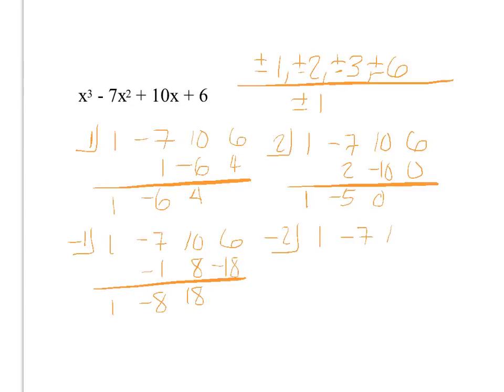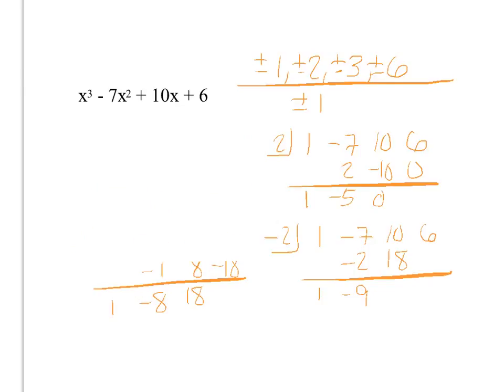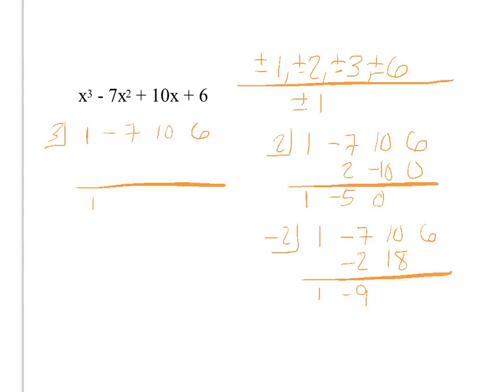So sometimes it's going to take more than just 1 or 2 tries. We get negative 2, that gives me negative 9. That would be a positive 18, that's way too huge. Alright, let me erase some of this. Now we got to go on to the 3's. So we get 1, negative 7, 10, and 6. Negative 4, that's negative 12. I get negative 2, gives me negative, oh, there it is.